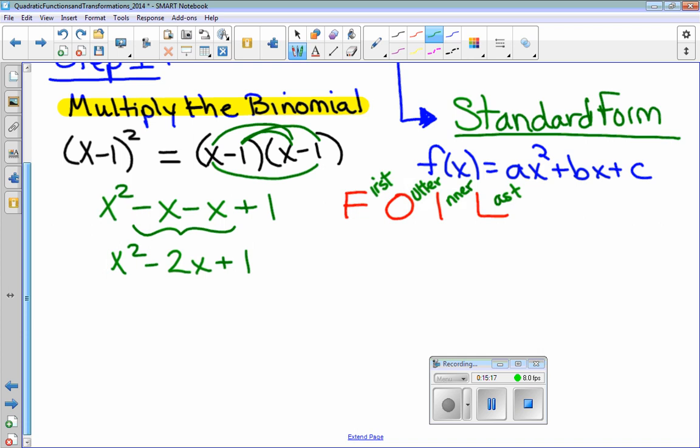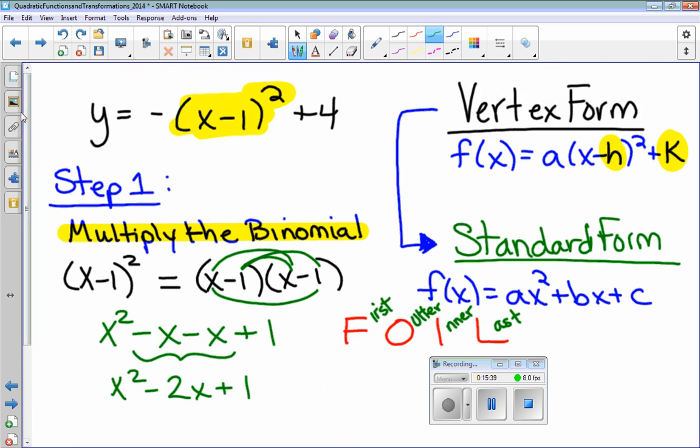Some teachers call it FOIL. Some people call it distributing. It's the same thing. The best thing to do is just write the first, outer, inner, last. If your teacher didn't do it before, maybe it'll help you now, but if you like it the way you learned it, that's fine too. I don't care, okay? So that's only step 1. That's all I have done, okay? I've multiplied the binomial in my equation. So I am literally going to replace this with the parentheses in the problem. That's going to be step 2.